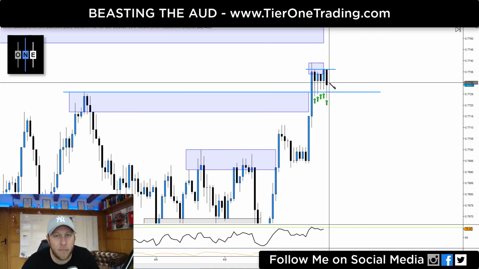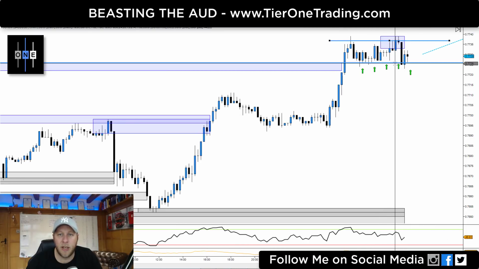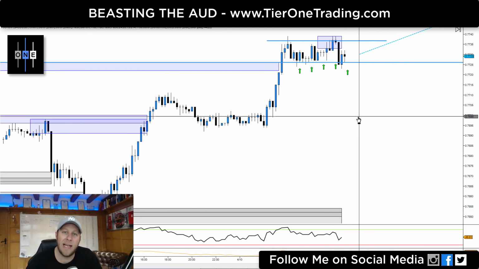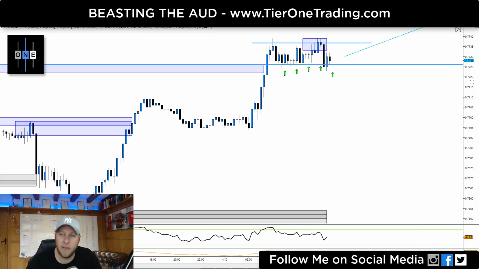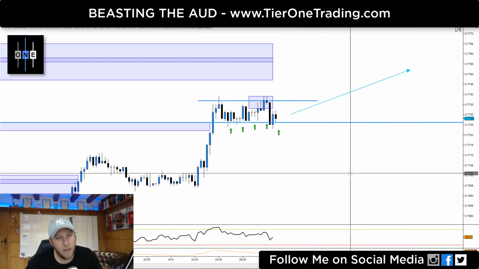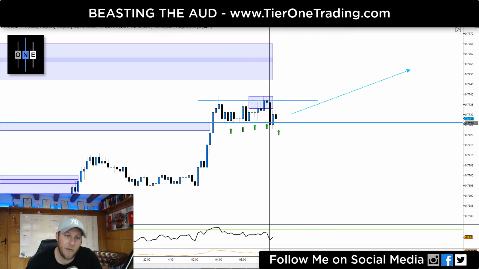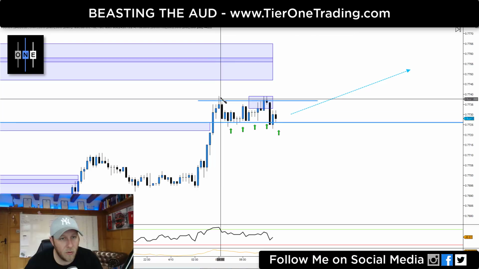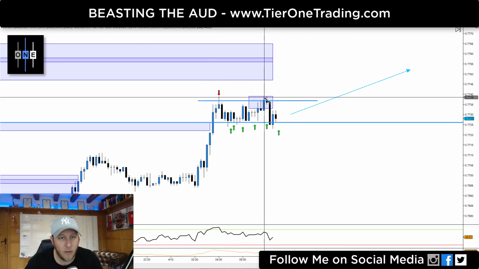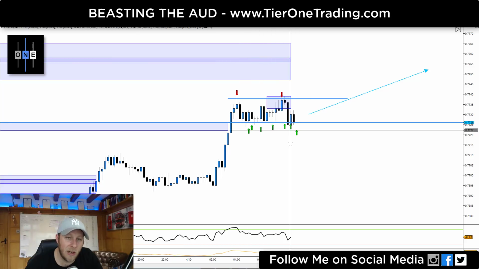Typically, these end up breaking out to the upside. So if we're dropping down to the 15-minute time frame here and looking at this flag, very, very nice flag pattern. And we've actually tested 1, 2, 3, 4. Okay, so a lovely, lovely flag pattern.